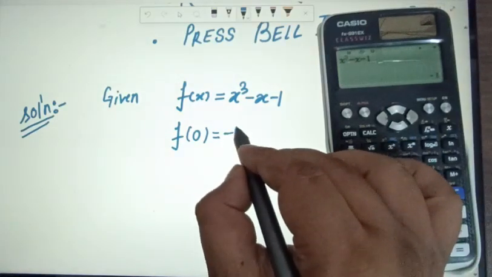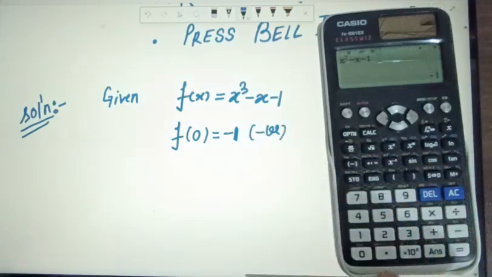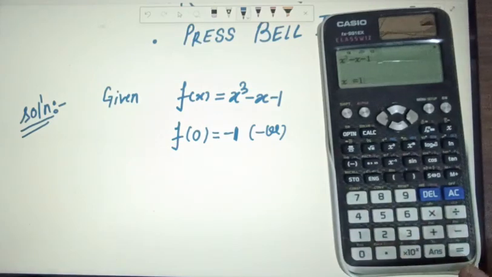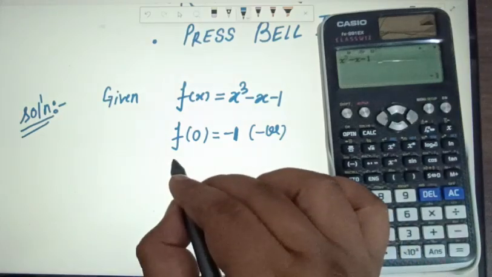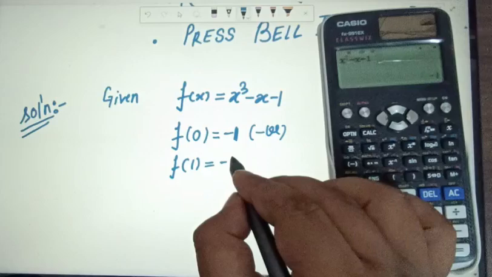Okay, so the answer is negative. Again press calc, so change the value of x. You can change the value of x as 1, and then press equal. Again you are getting minus 1. So at the point 1, the value is again minus 1.